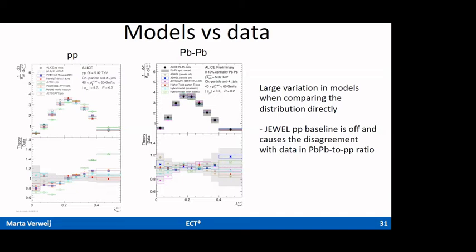On the right-hand side, you can see quite some variation in the models if you do this comparison directly in the data, but currently our data doesn't have enough distinguishing power, so it overlaps with the uncertainties. But there's quite a spread, so with more data, this should become better.